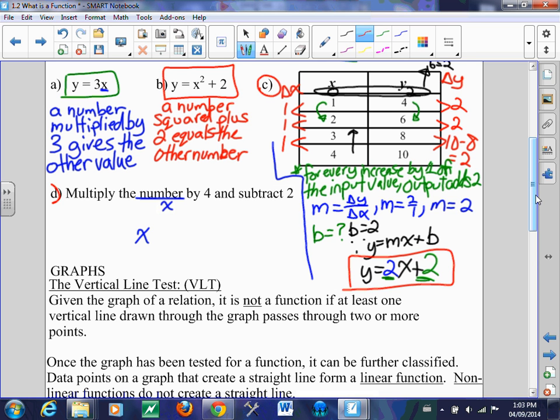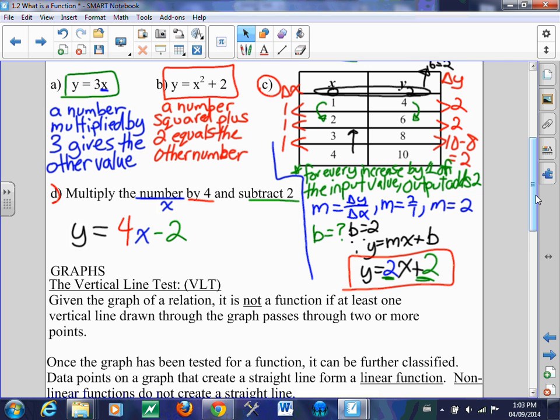So multiply by 4, so it's going to be 4x, right? And then it says to do what? Then subtract 2. And that will give you your other number, which is y equals. So there you go. y equals 4x minus 2. And that is your rule for D. All right, keep moving on.